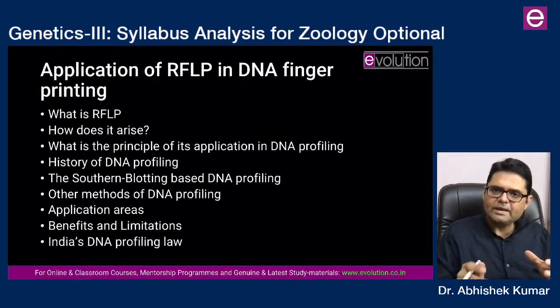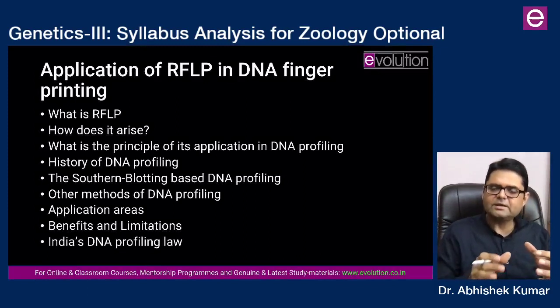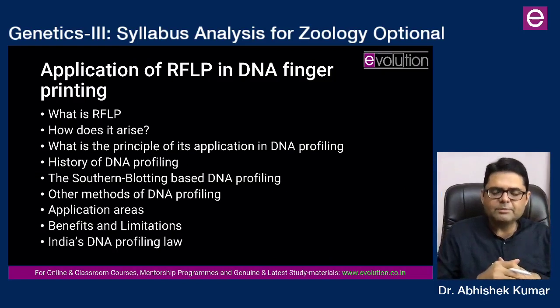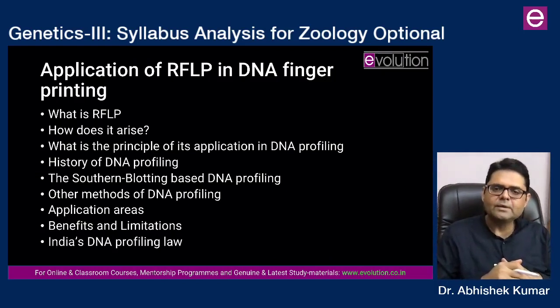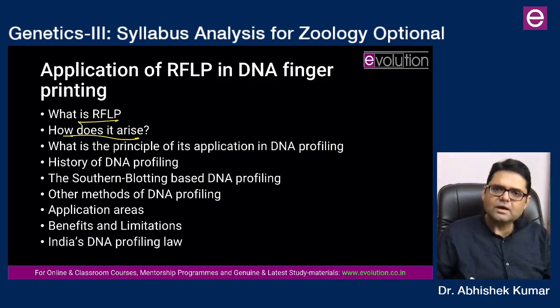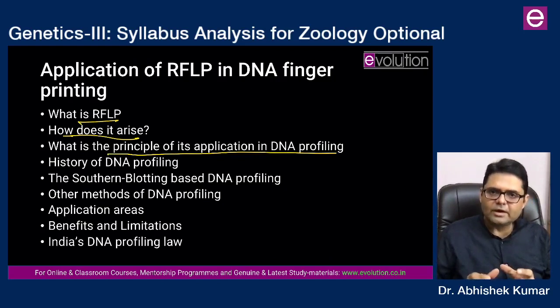Then RFLP and its application in DNA fingerprinting. The syllabus says DNA fingerprinting. Modern day scientists prefer to use DNA profiling. Because you have already studied RFLP earlier, your job is going to be simpler. So here, what is RFLP? How does that polymorphism arise, what is the underlying principle? Presumably you have already studied that before coming to this topic. And what is the principle for RFLP being applied for DNA profiling?